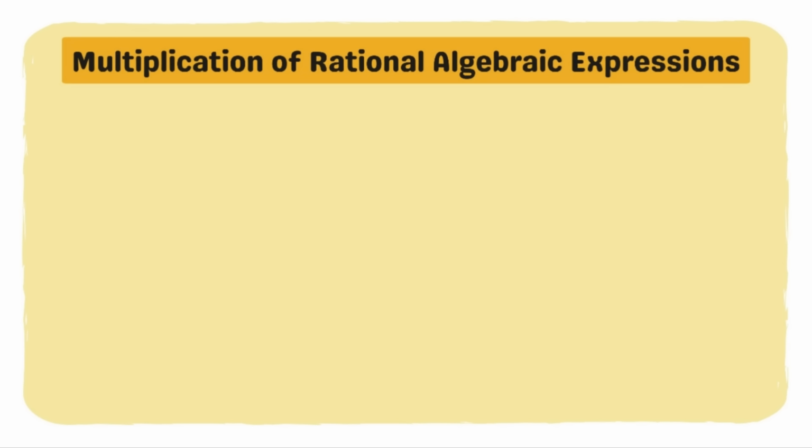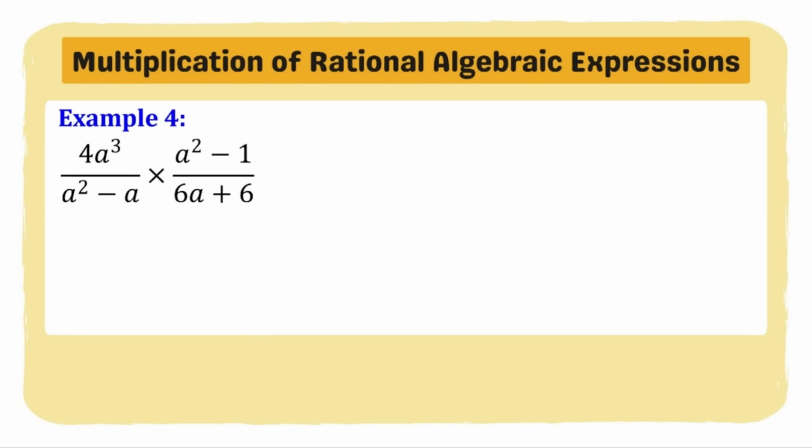Okay, let's now continue with our examples. We have here example number 4. This time, meron na po tayong mga binomials. So we have here 4a cubed over a squared minus a times a squared minus 1 over 6a plus 6. Okay, so let's recall the steps. First is to factor the numerator and denominator completely.